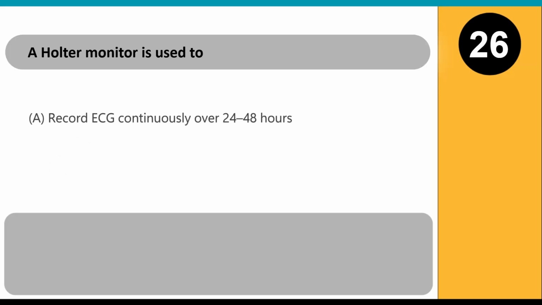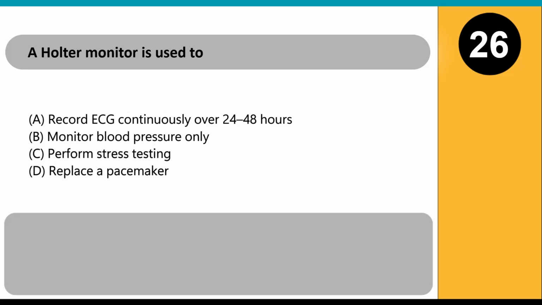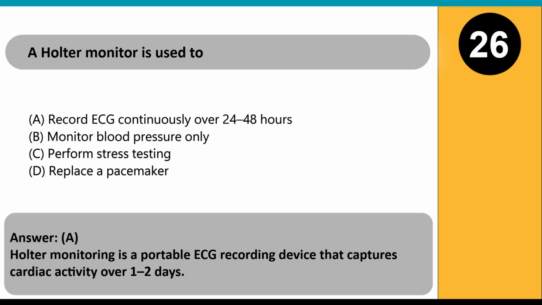A Holter monitor is used to: A. Record ECG continuously over 24 to 48 hours. B. Monitor blood pressure only. C. Perform stress testing. D. Replace a pacemaker. Answer A. Holter monitoring is a portable ECG recording device that captures cardiac activity over 1 to 2 days.